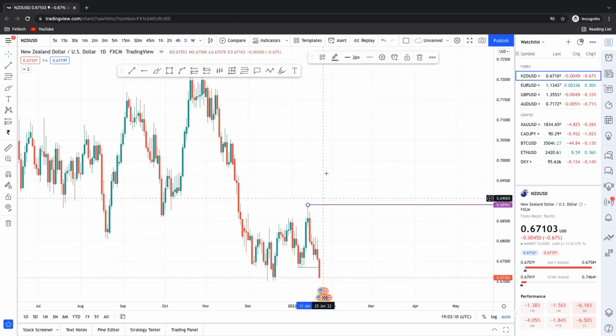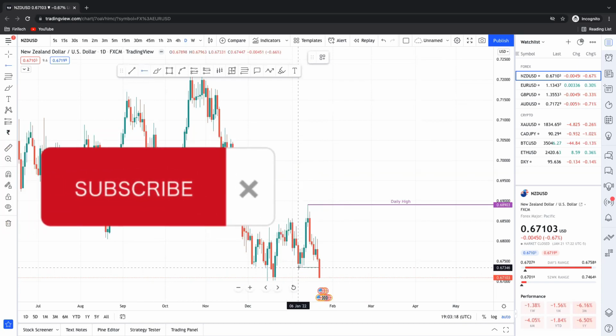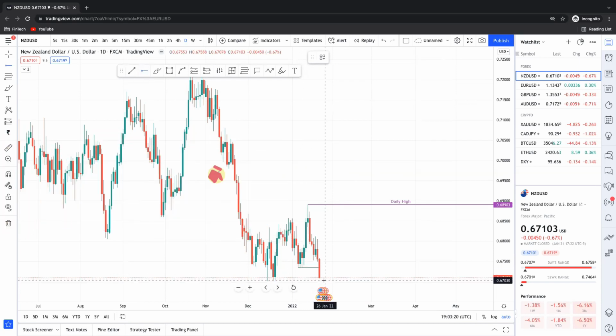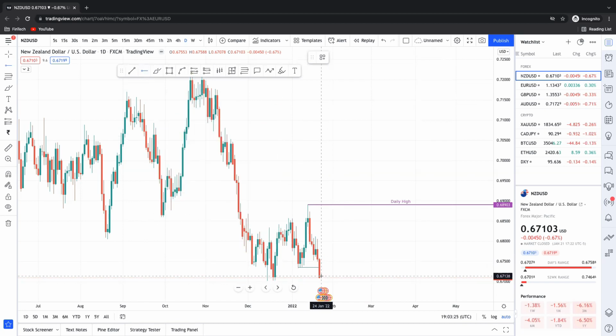And this was our daily high, right? And what is our daily low? So this was the daily low, which got broken now. The new low is still in the making, it hasn't stopped yet, so there is no pullback. So I will not mark that at the moment. But okay, so here's the thing.